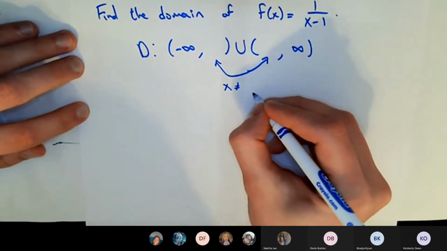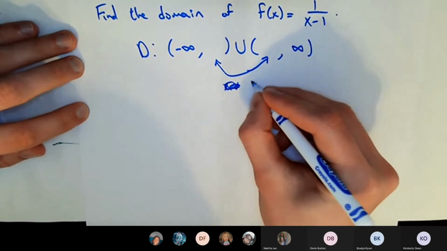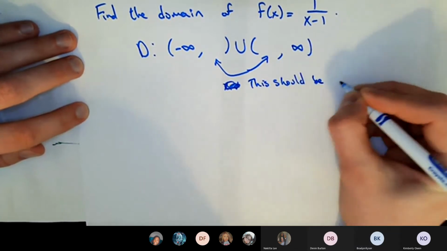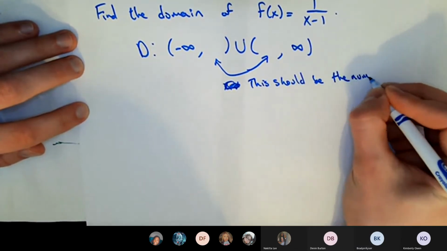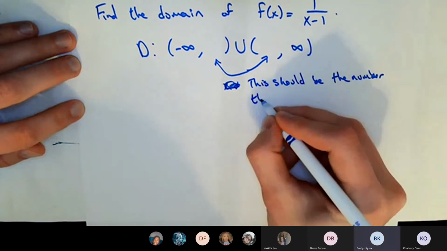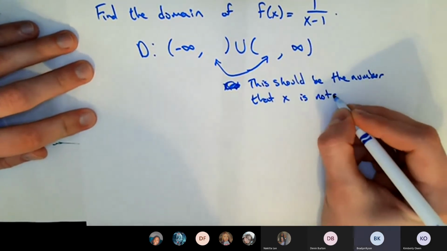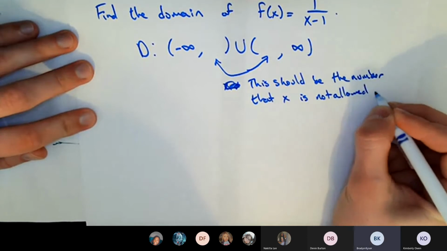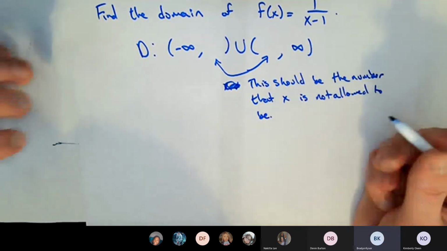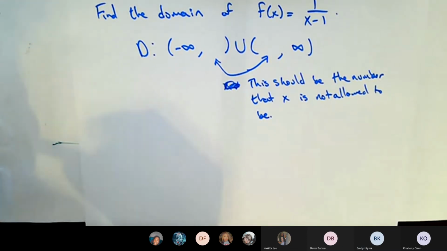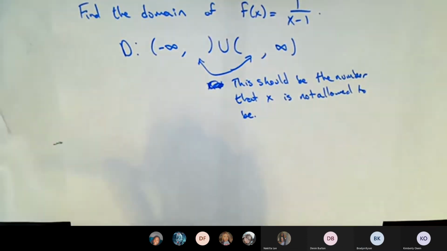X cannot be, I'll say this, this should be the number that x is not allowed to be. So maybe you've already figured it out, but it's a quick little homework problem for you to try.